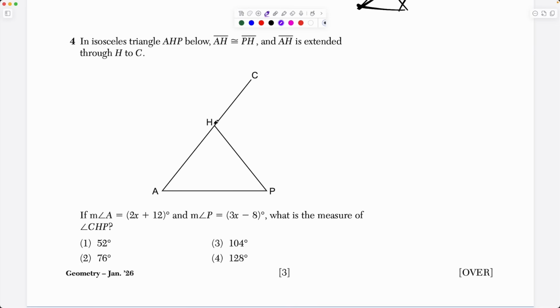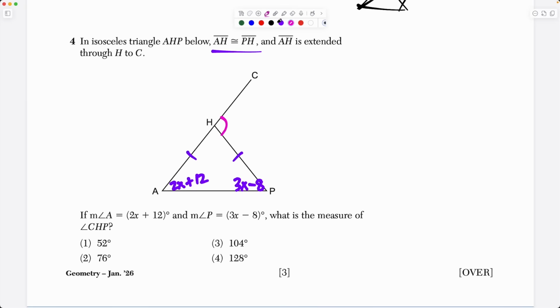The first thing I would do is just label what they give you. They told us we have an isosceles triangle, and they told us AH is congruent to PH. Then they told us later that the measure of angle A is 2x plus 12 degrees, so I'll write 2x plus 12 here, and the measure of angle P is 3x minus 8. So we have these two angles, and we want to know the measure of this angle on the outside, the measure of angle CHP. Our goal is to find this.